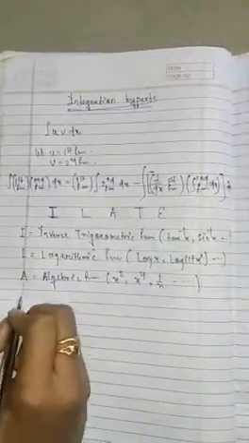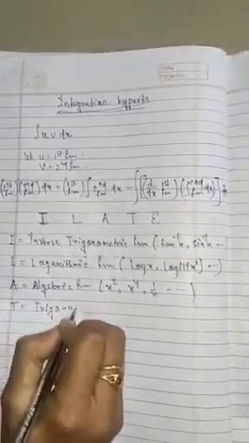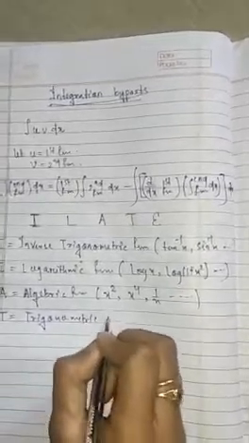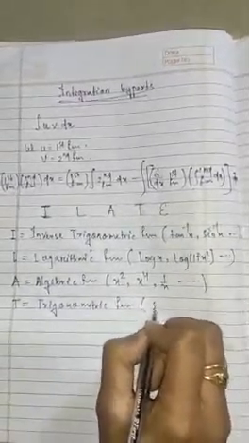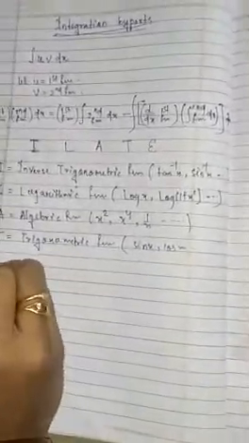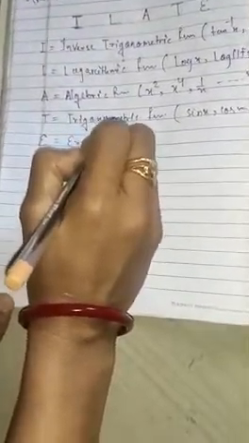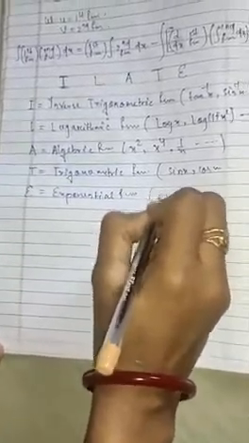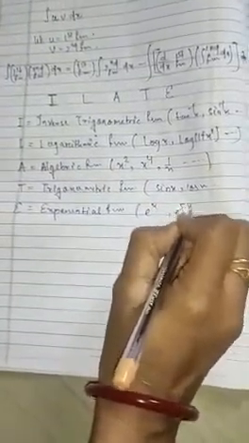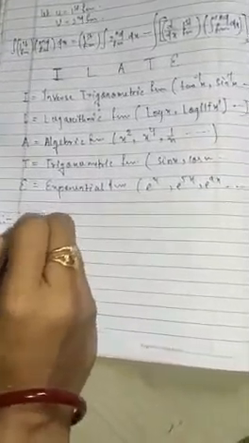Okay. Then the letter T stands for trigonometric function, examples sin x, cos x. Next is the letter E. E stands for exponential function, for example e to the power x, e to the power 5x, e to the power ax. Okay. Now to know the first and second function, let's take an example.